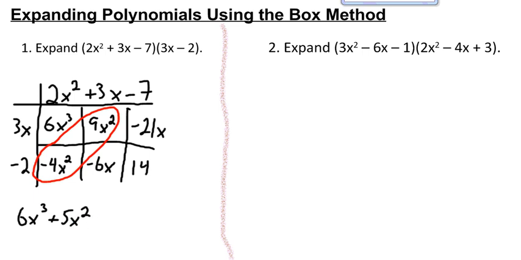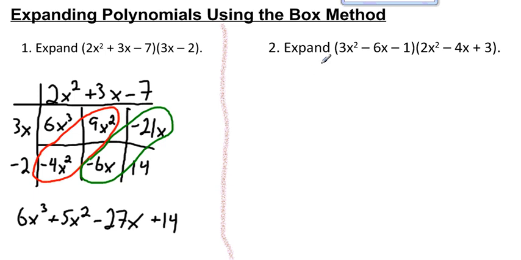Then we'll collect our x's. So we have a negative 6x plus a negative 21x. So together that'll give us negative 27x. And our constant term is a 14, so we'll just put a plus 14 at the end. And now we have our expanded answer in simplified form.